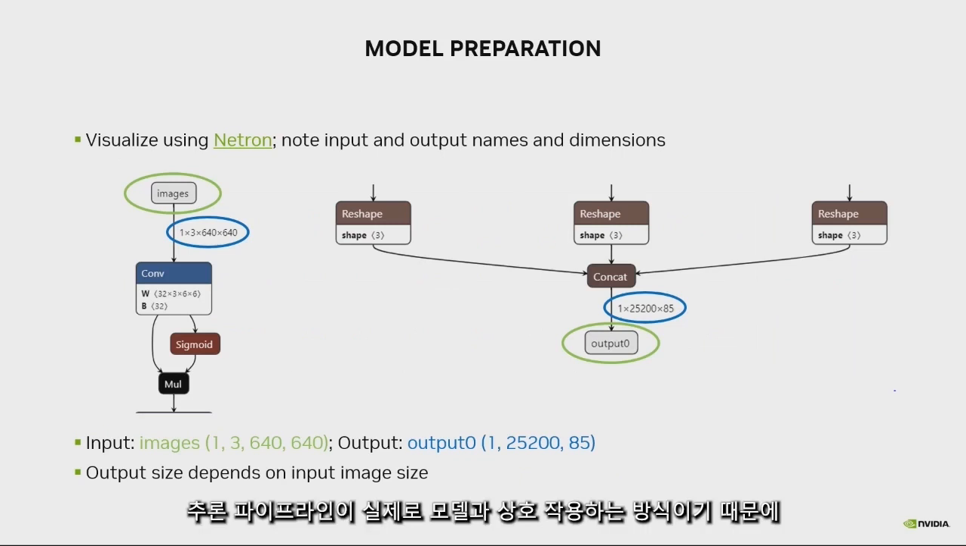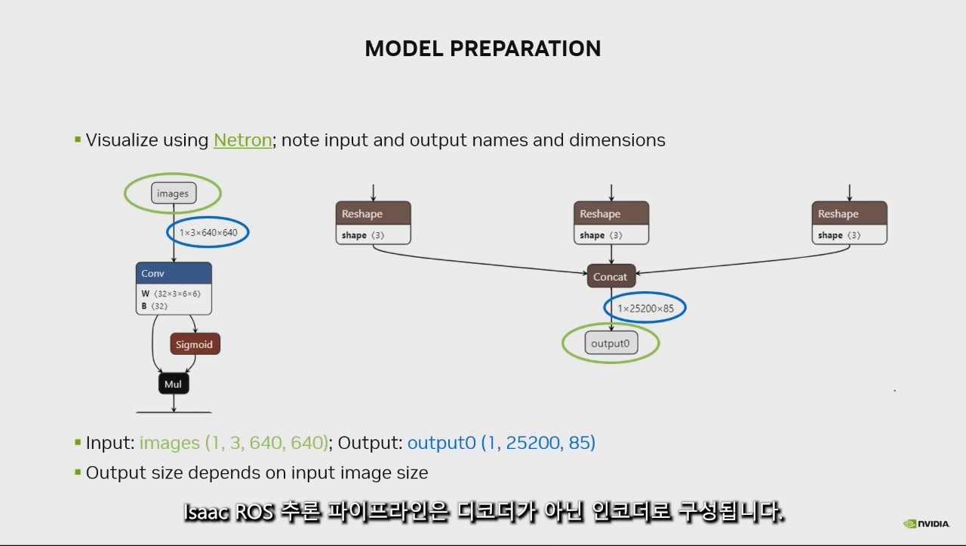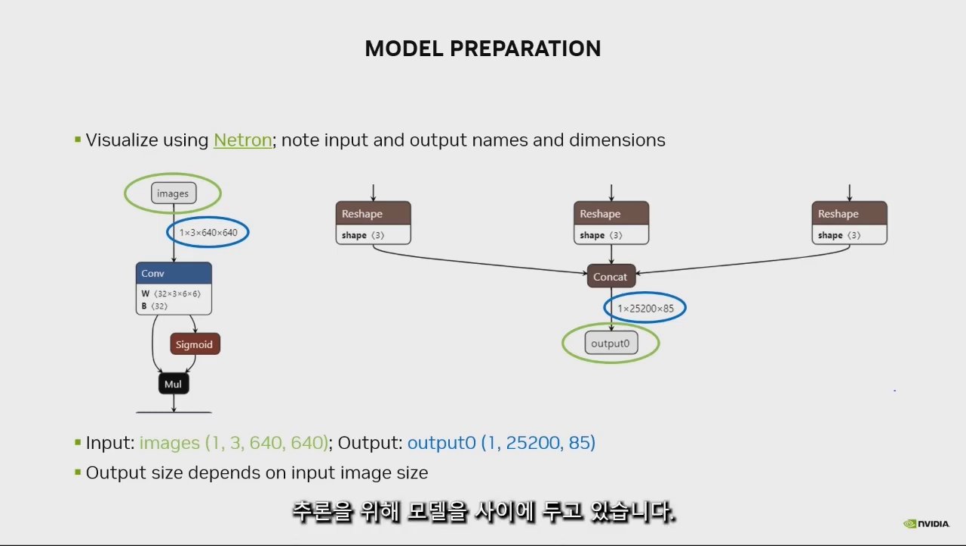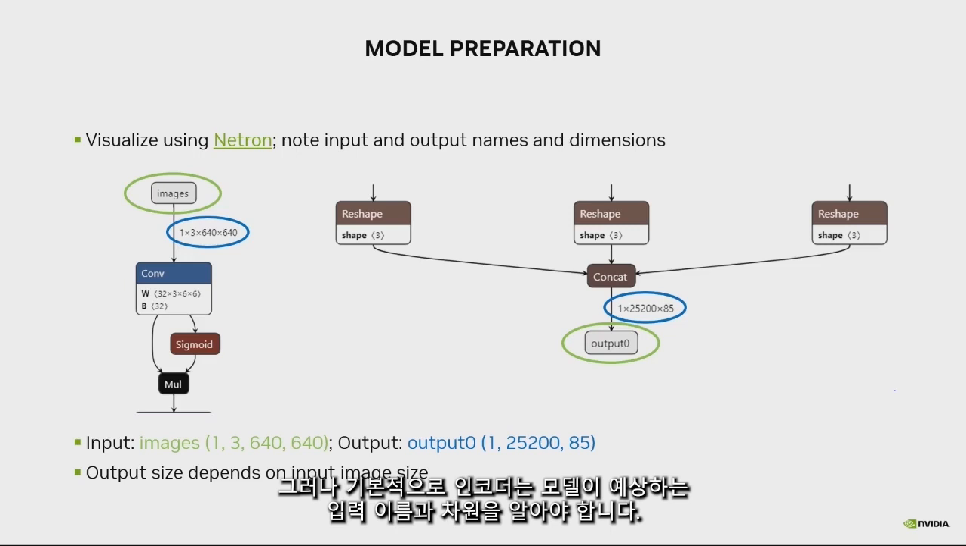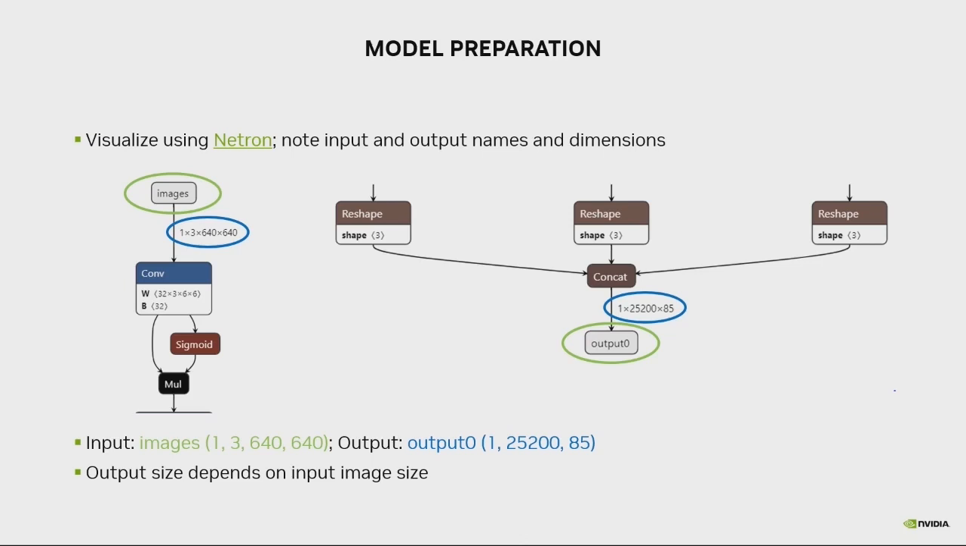It's very important to visualize your model and to know what the input and output layers look like, since that is how an inference pipeline will actually interact with your model. The Isaac ROS inference pipeline is structured as an encoder node and a decoder node with the model sandwiched in between for inference. We'll get into the details soon, but essentially the encoder needs to know what input names and dimensions the model expects, and the decoder needs to have that same information about the model's output.